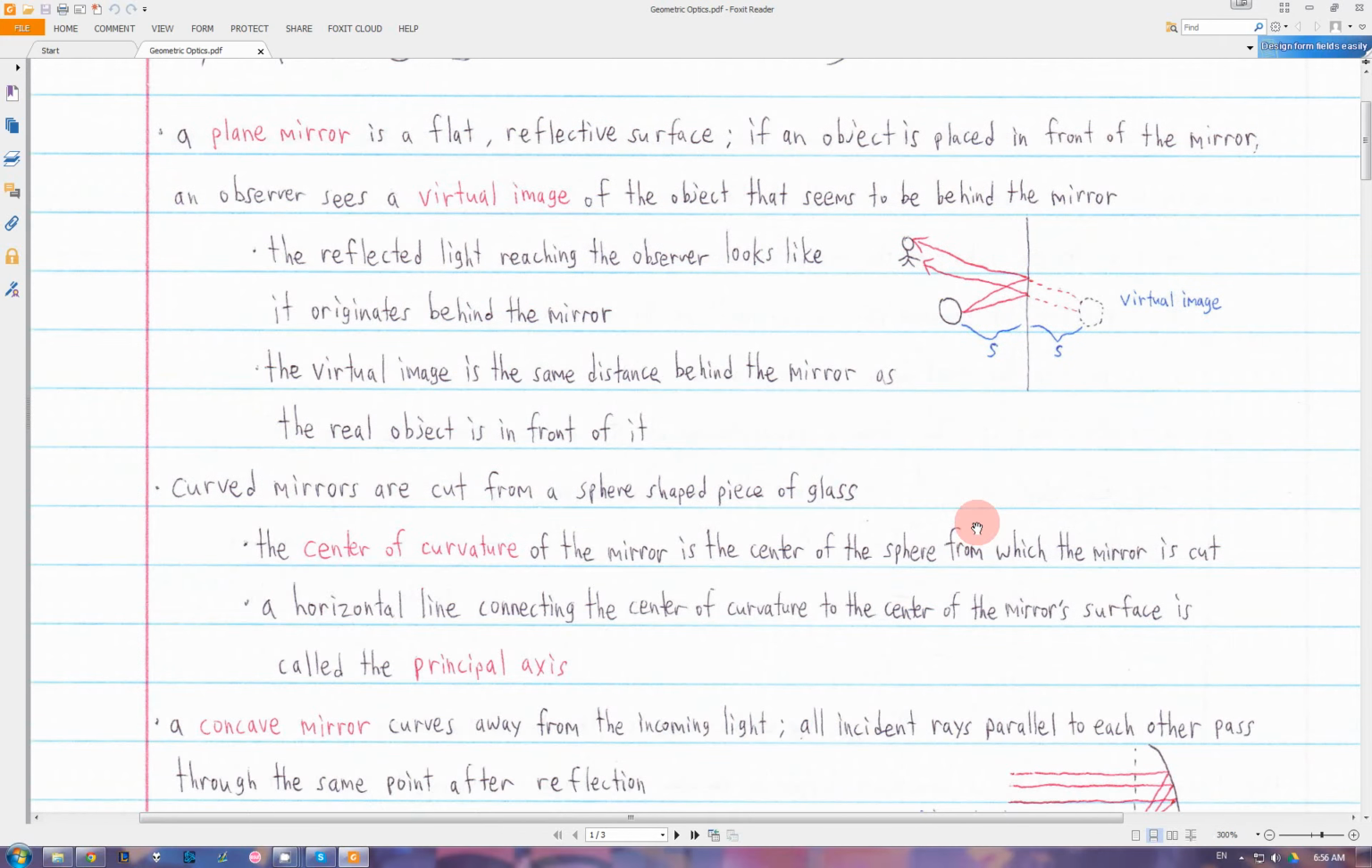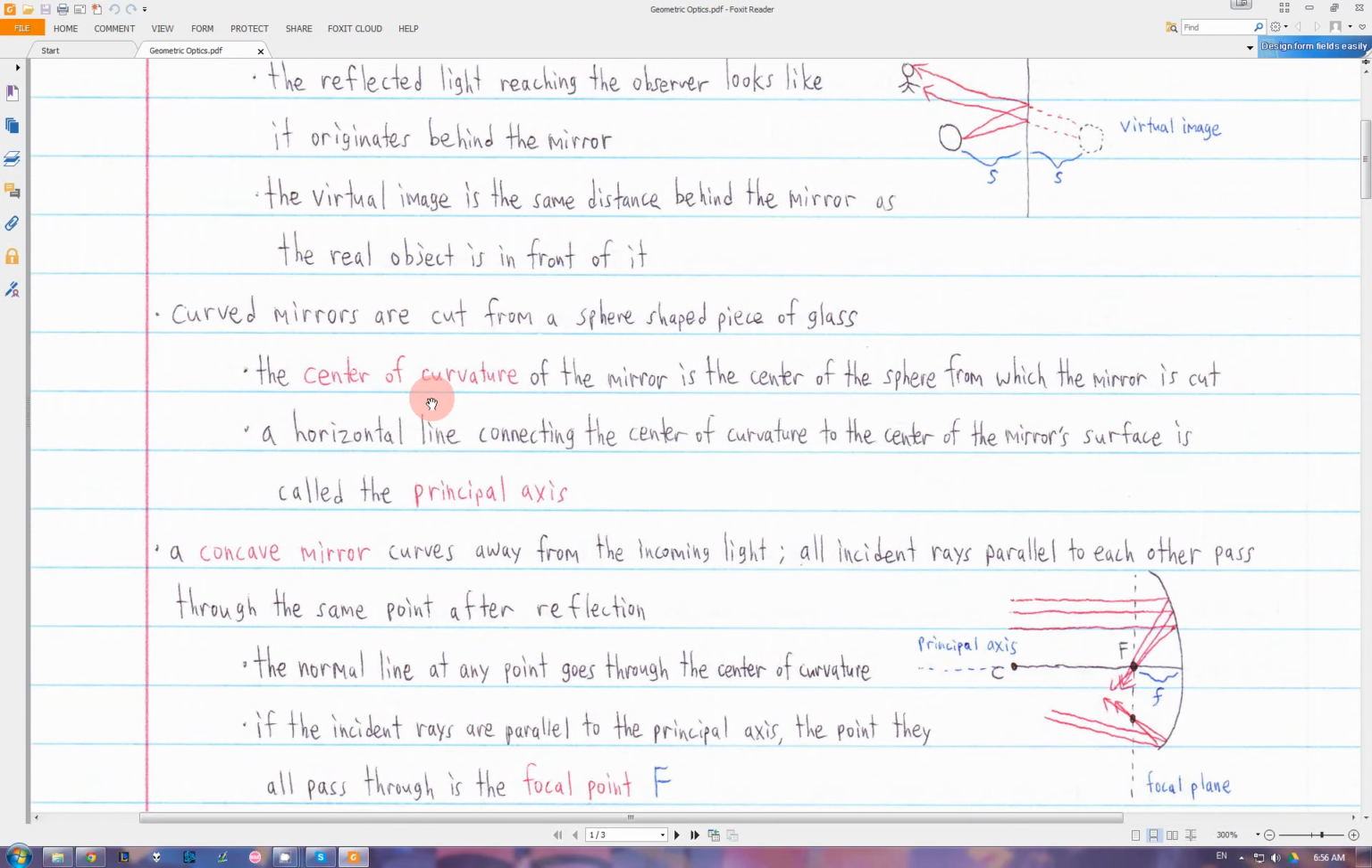So now we're going to look at curved mirrors, also called spherical mirrors, because they're just a section of a sphere. So the center of curvature of the mirror is the center of the sphere from which the mirror is cut, because remember, the mirror is just one side of the sphere. And then the horizontal line along the center of curvature through the middle of the mirror is called the principal axis, or sometimes the optic axis.